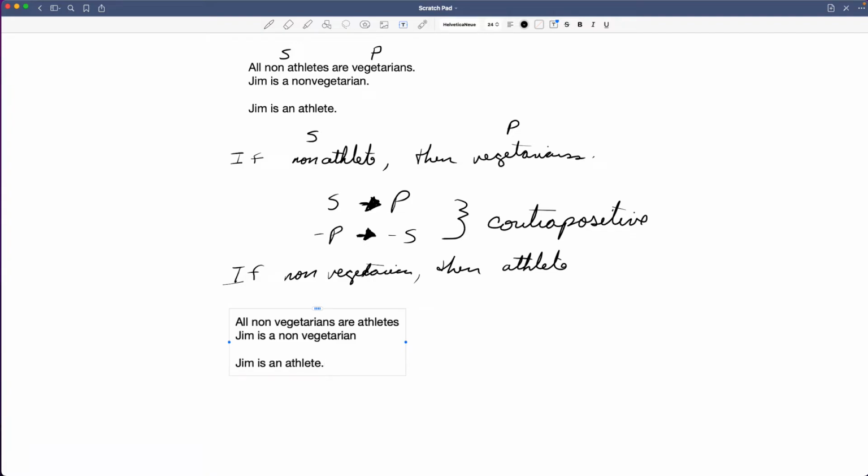Okay, so now when we look at that, because we had this negated part here, we were able to flip it. We have non-vegetarians is our S, and athletes is our P. Jim is our member, and non-vegetarian is our S. Therefore, M is P. Therefore, this is a valid argument.